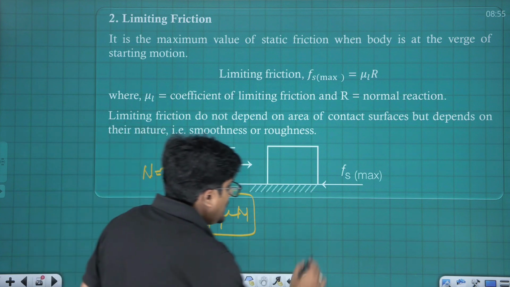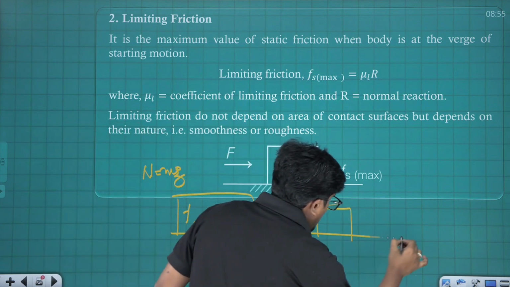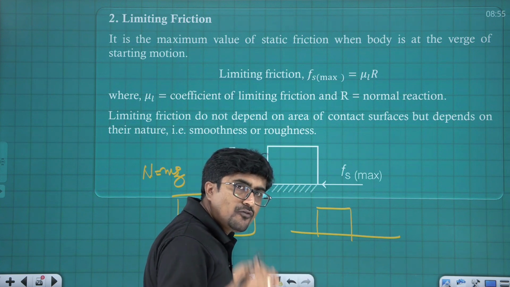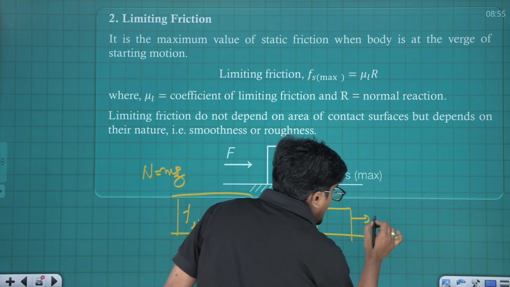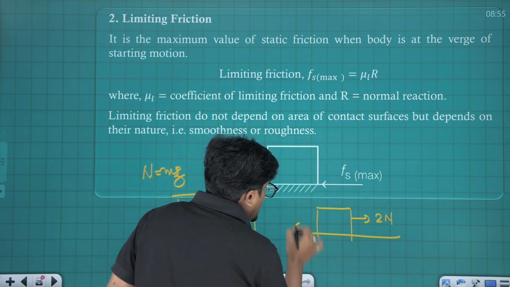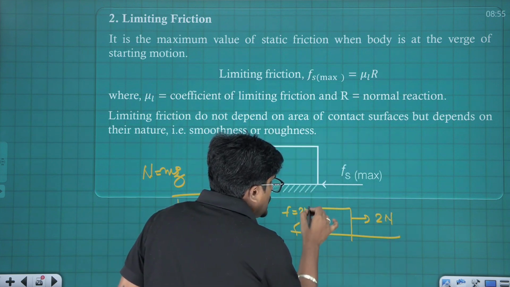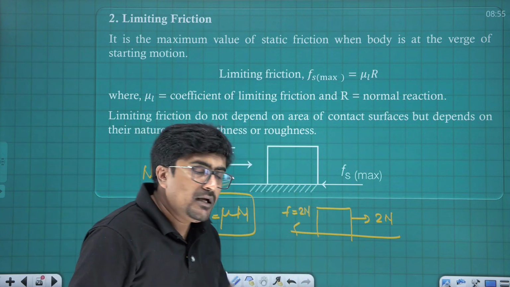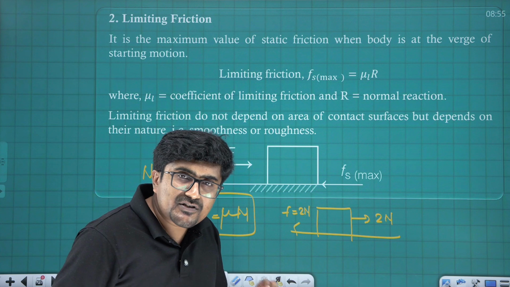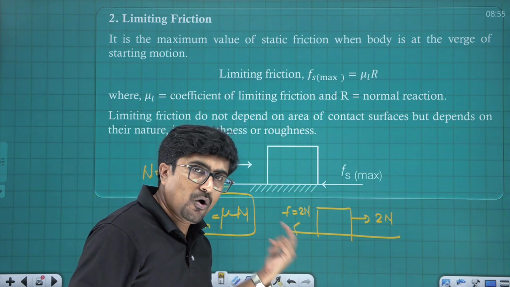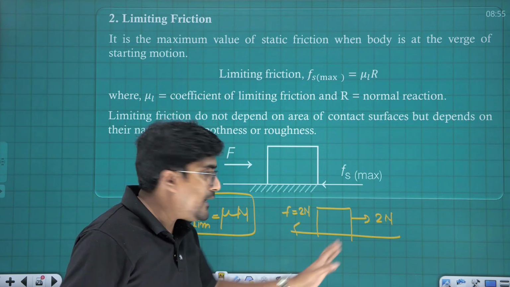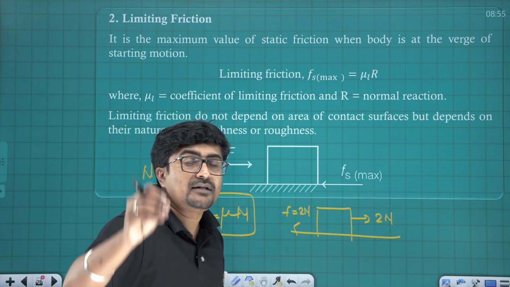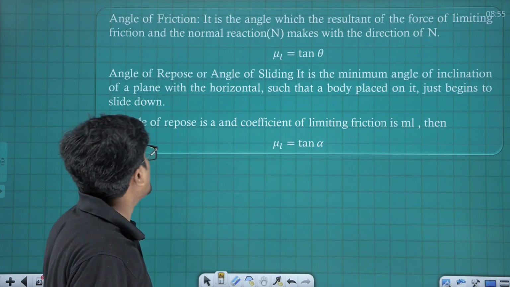So what I mean to say is that if the limiting friction of a body is 10 Newton, and if somebody is applying a force of say 2 Newton, here the frictional force also is going to be what? 2 Newton only. So please come out of that misconception that if mu is the coefficient of friction and N is the normal reaction, frictional force is always equal to mu into N. No, it completely depends on what force is being applied or exerted by the external agent. So that is a super important area.